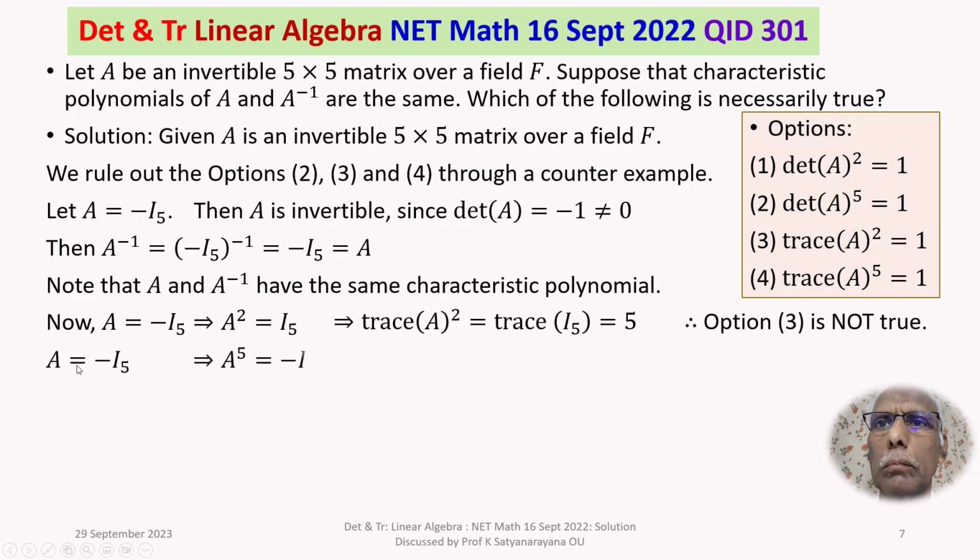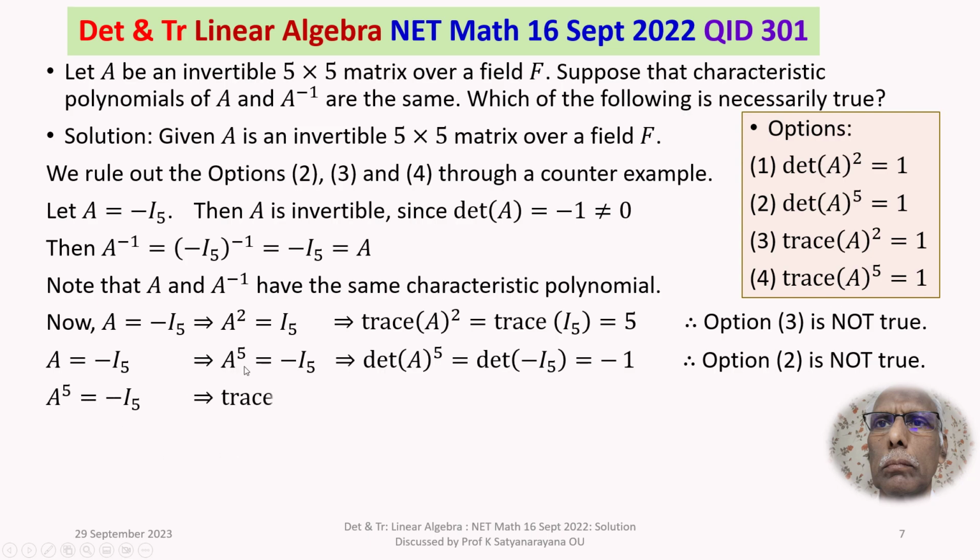Also A is equal to minus I5. Now raise to the power of 5 on both sides. A power 5 is minus I5. That will imply determinant of A power 5 is equal to determinant of minus I5. Determinant of minus I5 is the product of the elements on the main diagonal, minus 1, 5 times, which is minus 1. And this contradicts option 2. So option 2 is not true.